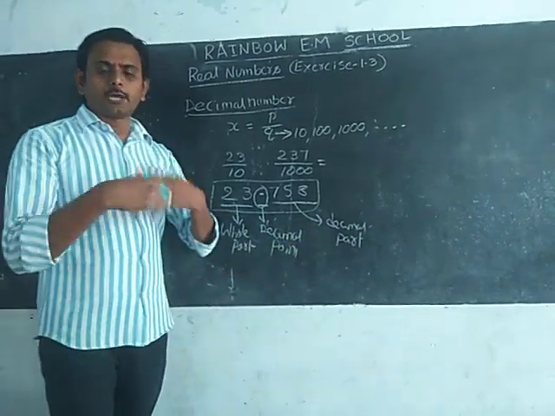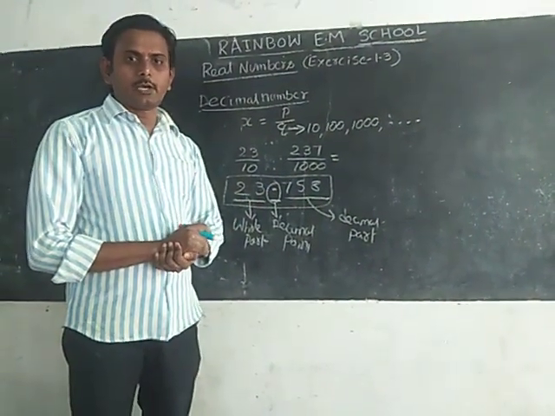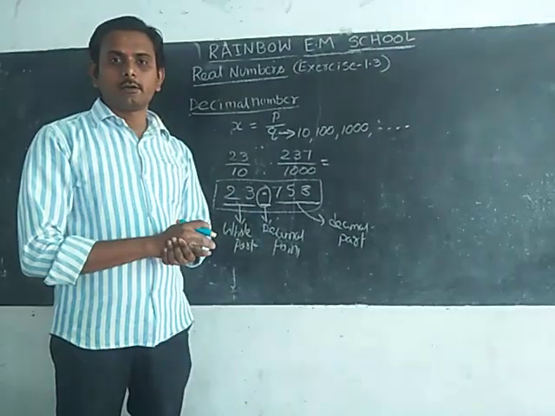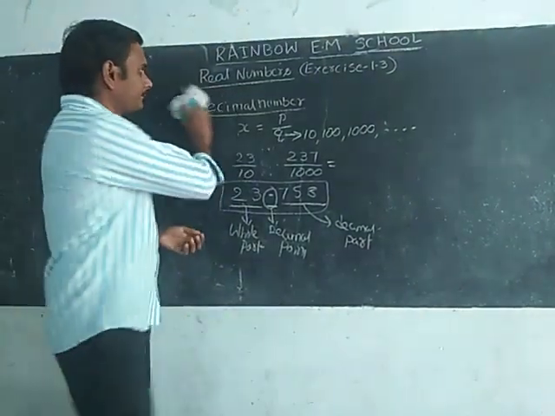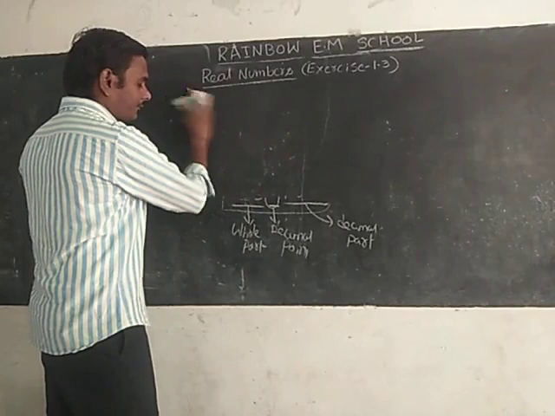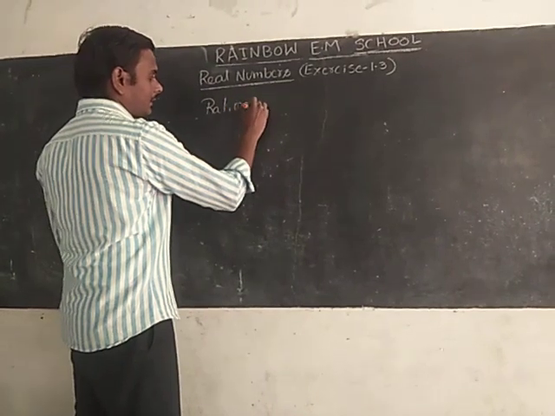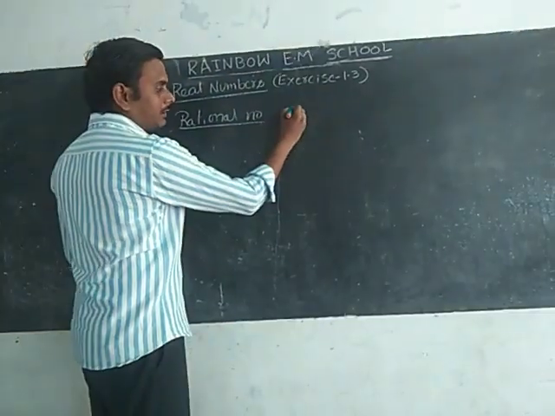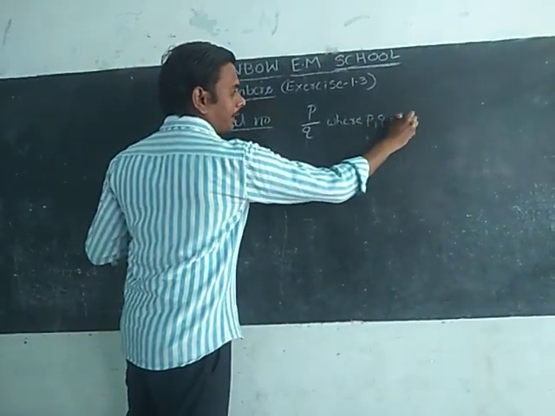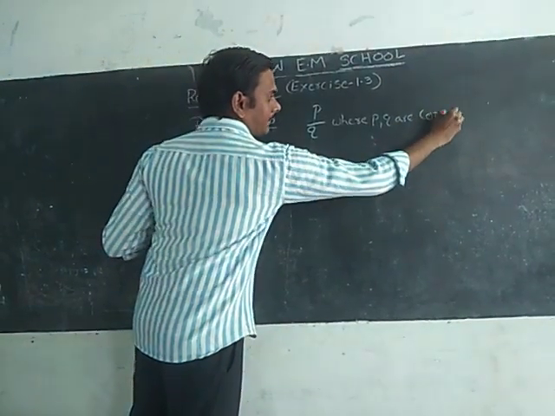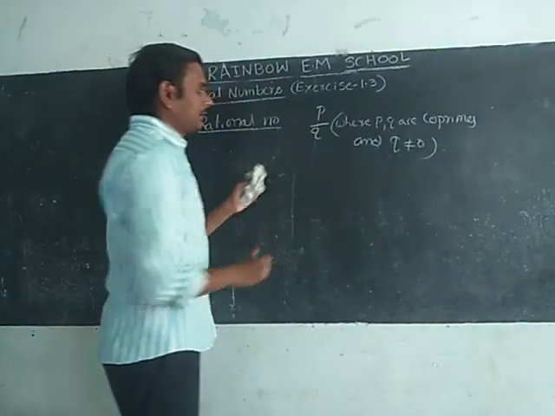Any fraction given to you, we can write in decimal form. In this real numbers chapter we are discussing rational numbers. Already we know what a rational number is. A number which is in the form of p by q, where p and q are co-primes and q is not equal to 0, is called a rational number.